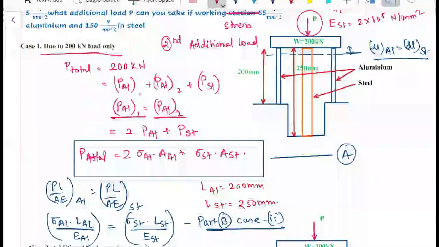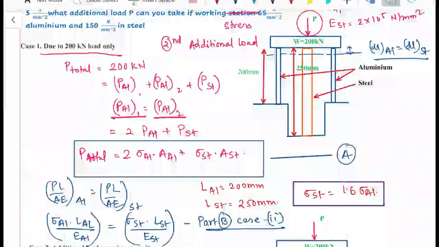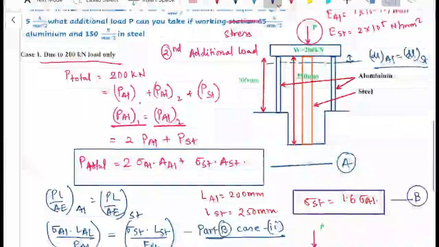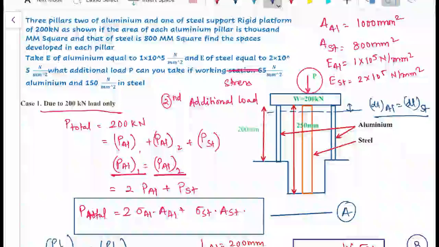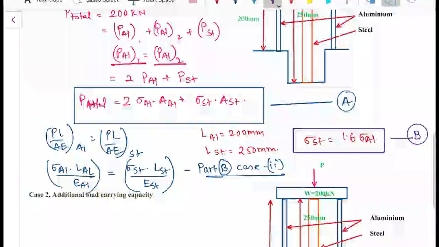By substituting these values, we will end up with sigma steel equal to 1.6 times sigma aluminum. So this will be my second equation. How do I get this equation? I will substitute the length for aluminum, length for steel, E for aluminum and E for steel. How much is the E for aluminum? It is given as 1 into 10 to the power 5. What about E for steel? It is 2 into 10 to the power 5. It is already given in the problem statement.